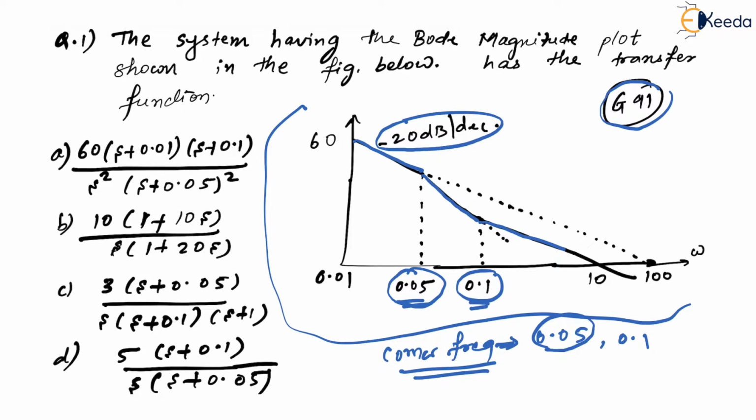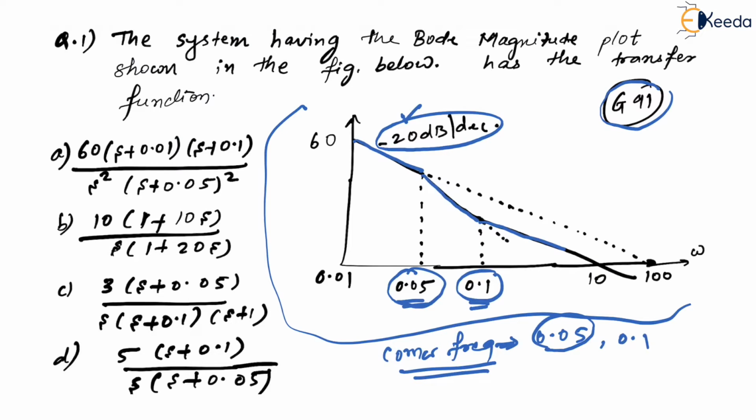This means that there is one pole at origin. How do you understand that? Because the slope is minus 20 dB, and we know that one pole gives you minus 20 dB per decade slope. Is that right? Yes. So I can say that the transfer function may look like this: K upon s. Now, next thing is what?